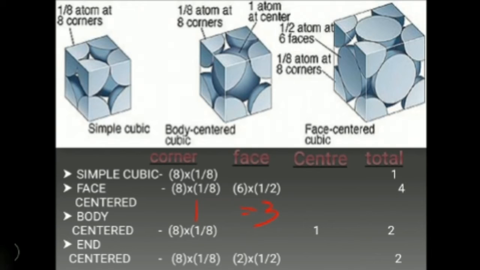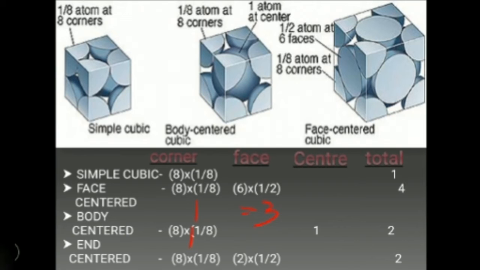Next, with the body centered, again 8 into 1/8 will be 1. In the center, only one atom is there, right? This one atom contributes just 1. There is nothing to be multiplied because the contribution is one whole atom. So it is 1. So 1 here and 1 here.